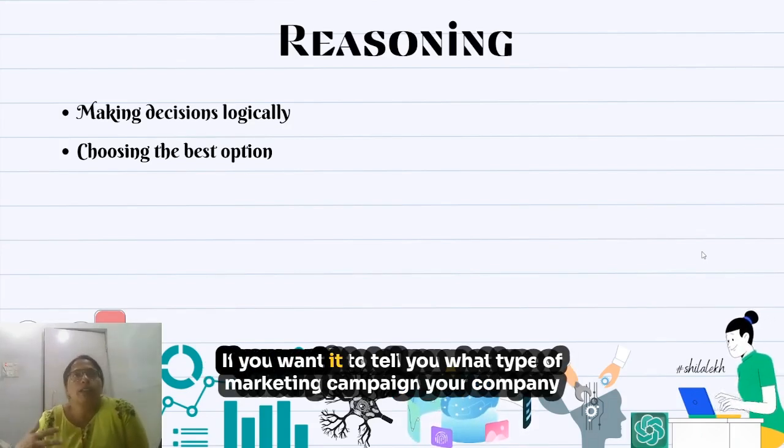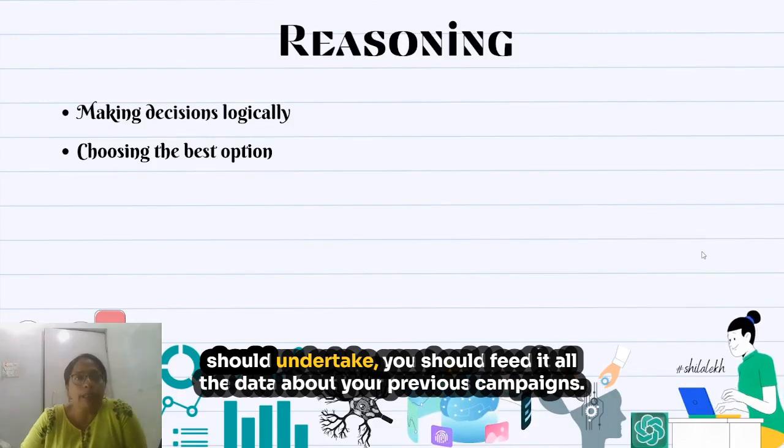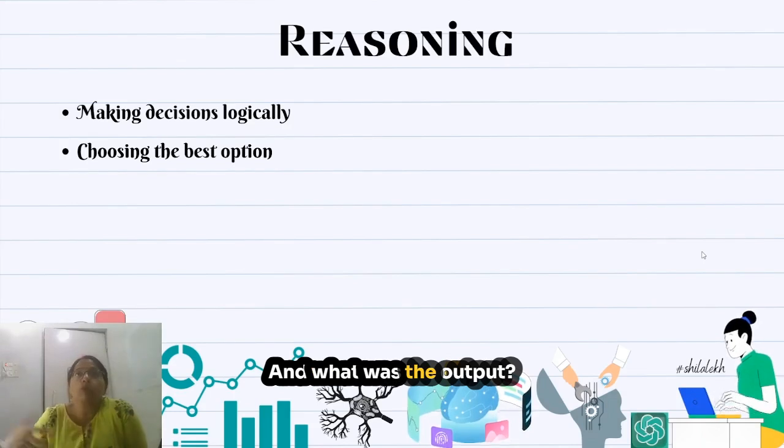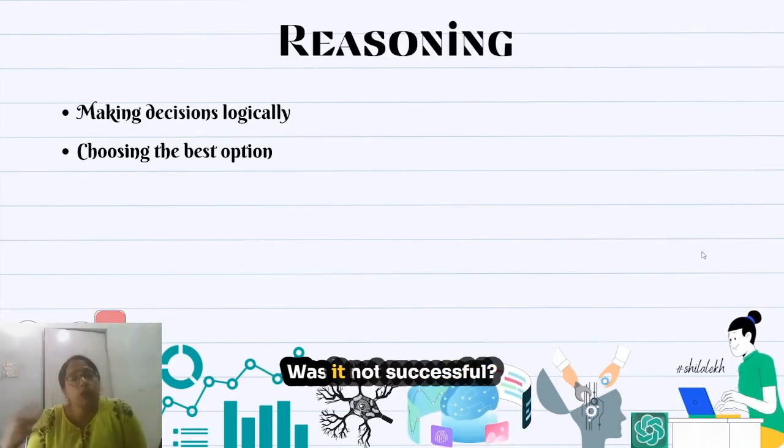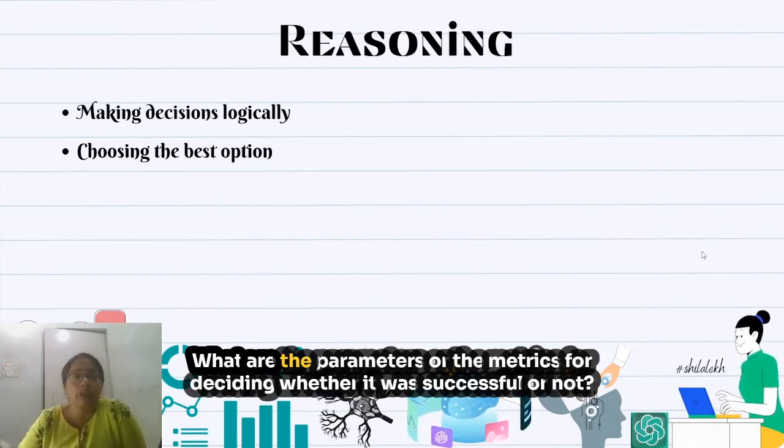If you want it to tell you what type of marketing campaign your company should undertake, you should feed it all the data about your previous campaigns and what the output was. Was it successful? Was it not successful? How did you decide? What are the parameters or the metrics for deciding whether it was successful or not?